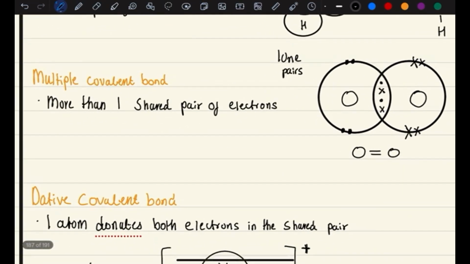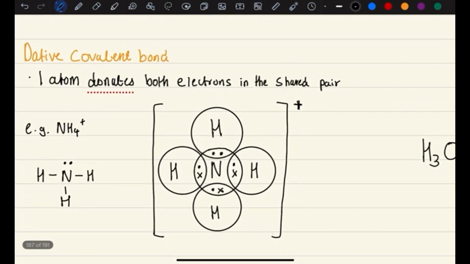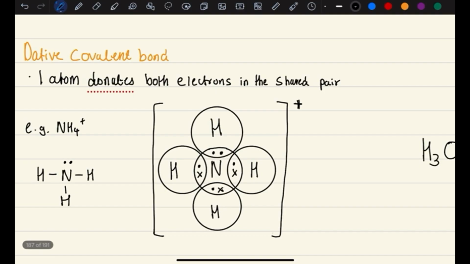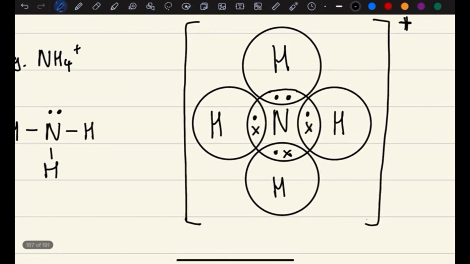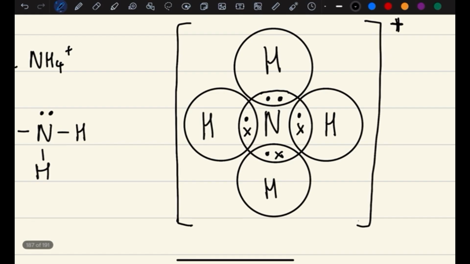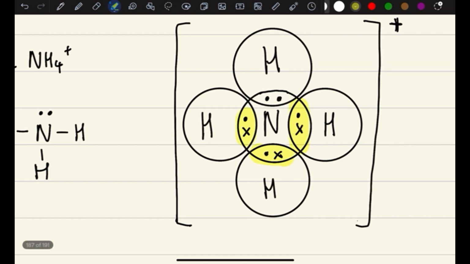Hope that makes sense. What we're really going to focus on is a dative covalent bond. So dative bond means that one atom, one of the elements, has donated both electrons to the shared pair. And a very common example of this is ammonium ions. So we said nitrogen has 5 in its outer shell. So let's do some highlighting here so you can see. You can see these are as you would expect. Nitrogen puts in an electron, hydrogen puts in an electron, so you have a shared pair. What's happened, this is the dative bond now. This is the dative bond.